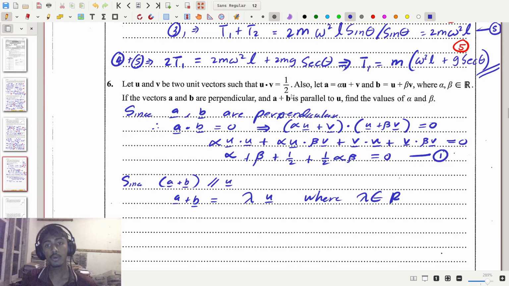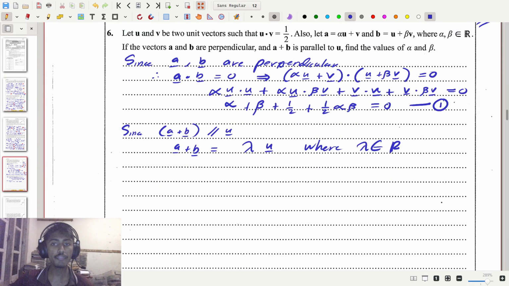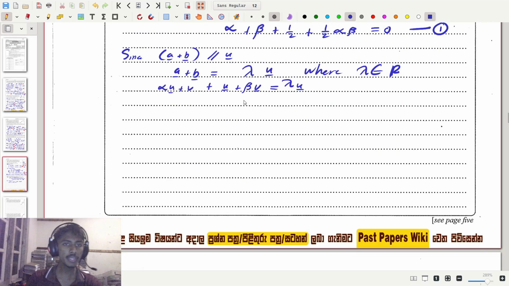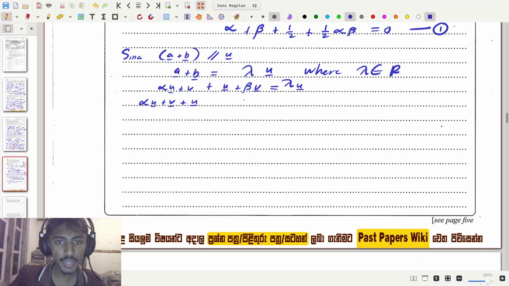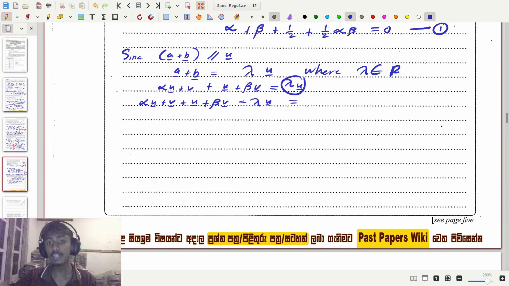So if we try to substitute a and b and rearrange to get that form, for a we get alpha u plus v, and for b we get u plus beta v, and then that is equal to lambda times u. Now here, if I subtract lambda u vector from both sides, on the left hand side I'm going to get alpha u vector plus v vector plus u vector plus beta v vector minus lambda u vector, but on the other side I'm going to have lambda u vector minus lambda u vector, which is going to be 0, the null vector.